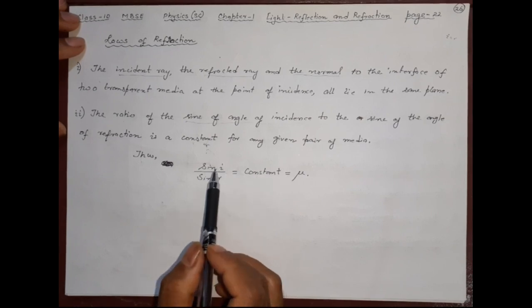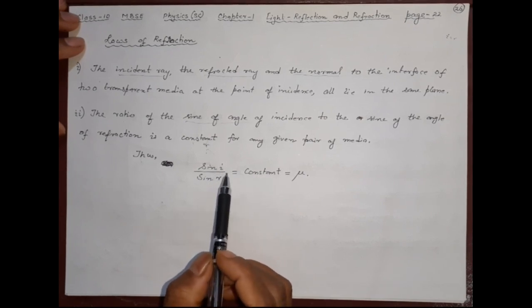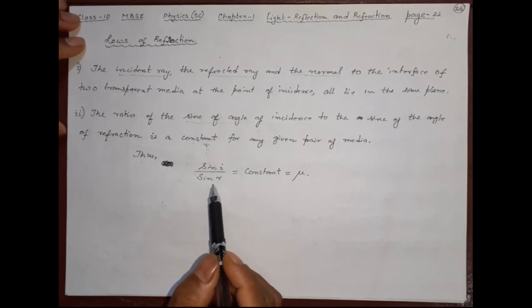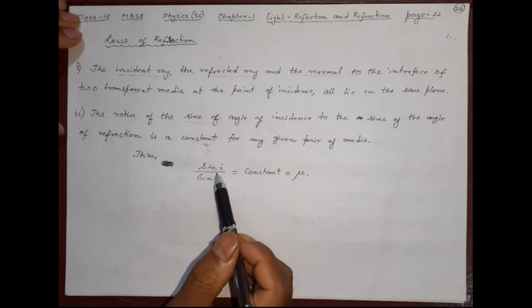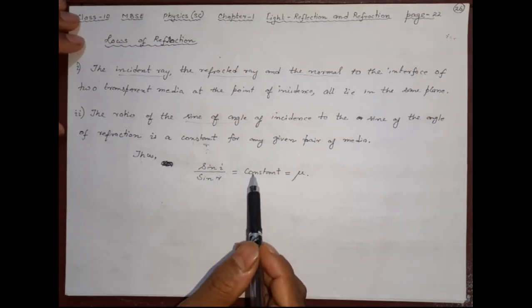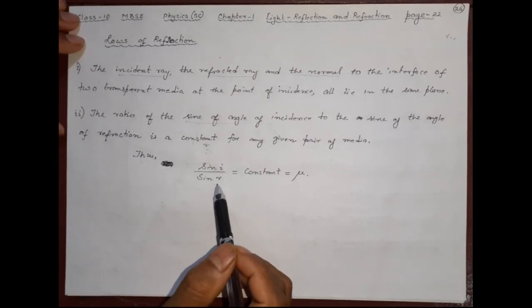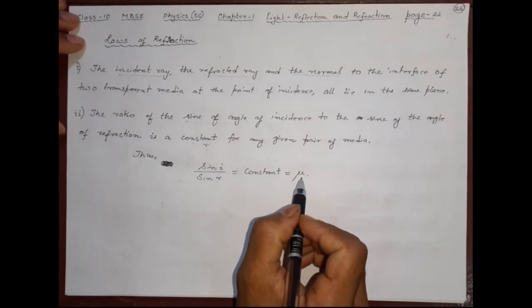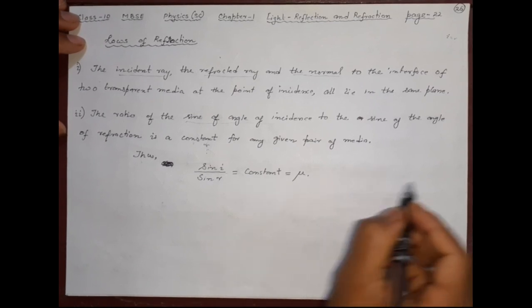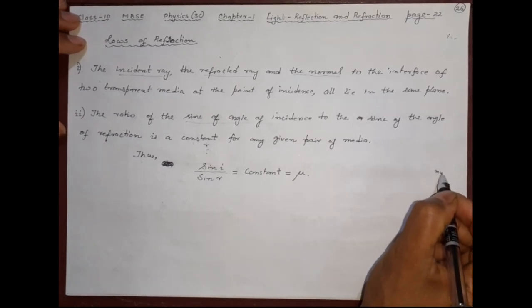If you measure it every time, sin i by sin r, if you change i from 30 to 40, r will also change and then the ratio will be equal. That is the meaning. Every time sin i by sin r gives you the same value. If it is 30, 40, the same value will come; 50, 40, the same value will come. This constant value is called mu. Pronounce it like this, mu.